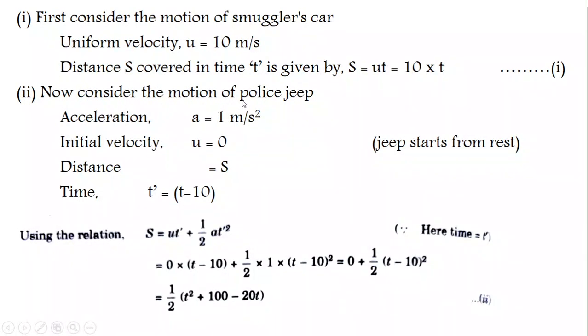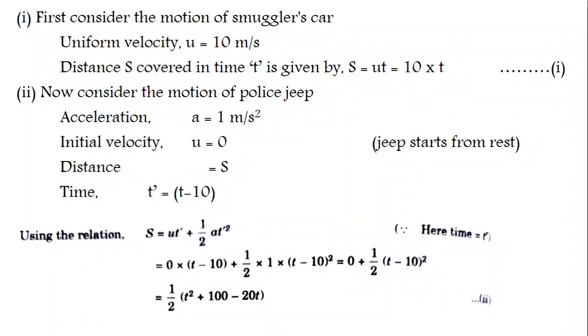Now consider the motion of the police jeep. Acceleration is 1 meter per second squared. The initial velocity of the jeep is 0 because the jeep starts from rest. So the initial velocity is equal to 0. The distance is s, and the time taken for the police jeep to cover the distance is t dash, equal to t minus 10.